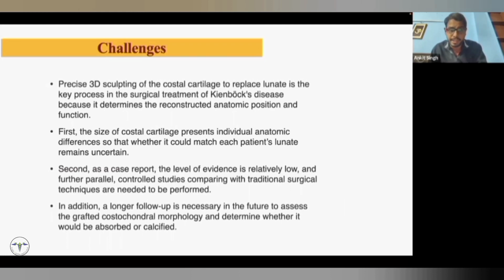The challenges seen in this study were that a precise 3D sculpting of the costal cartilage is required in order to replace the lunate, because it determines the reconstructed anatomical position and function. Also, the size of the costal cartilage presents individual anatomical differences, so whether it will match each patient's lunate remains uncertain.